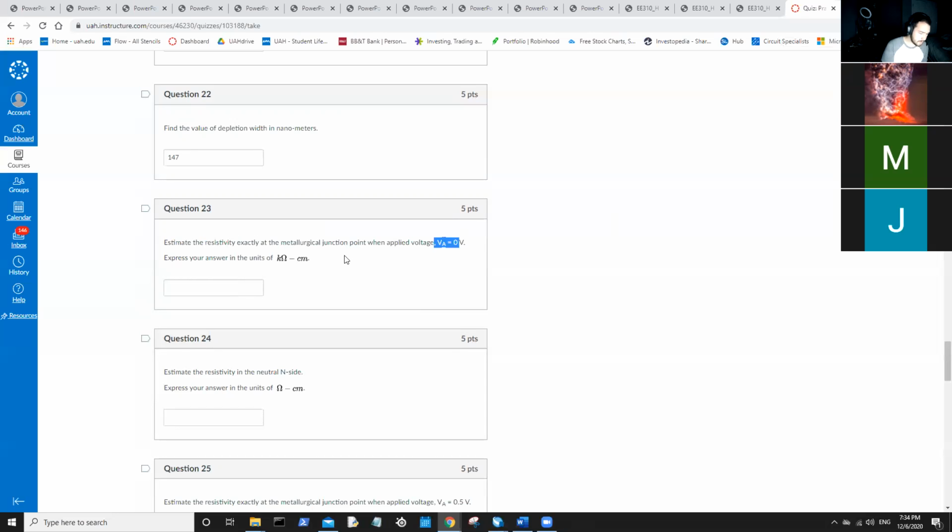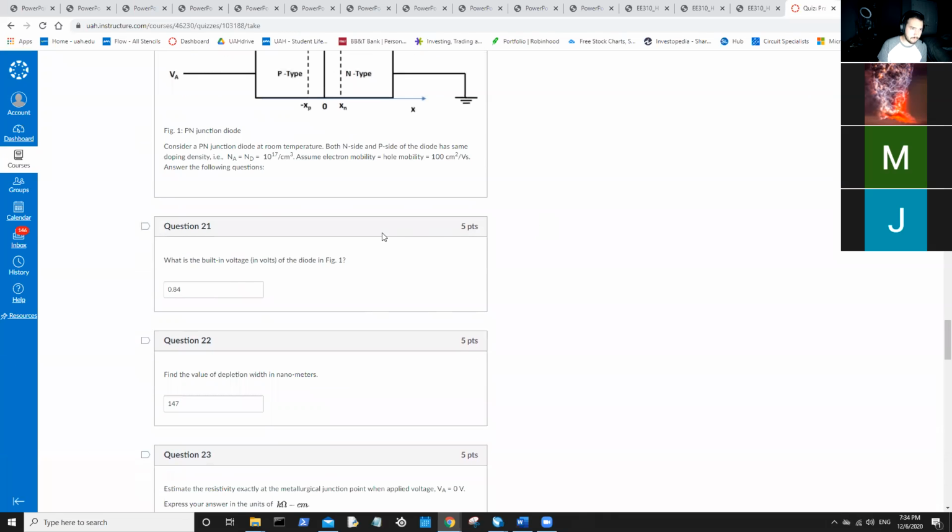So this is another formula question. In this problem, we've been given a couple of parameters, one of which is important for resistivity. Hole mobility is a parameter for resistivity. And as you can see, electron and hole mobility are the same here, so that simplifies things. If they're different, you have to make sure to remember to plug them in differently.